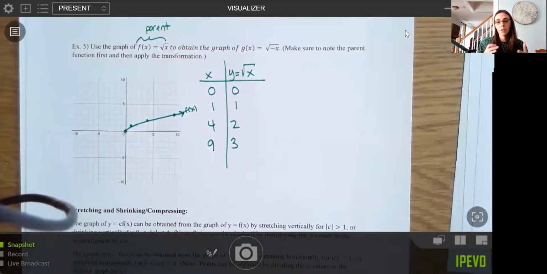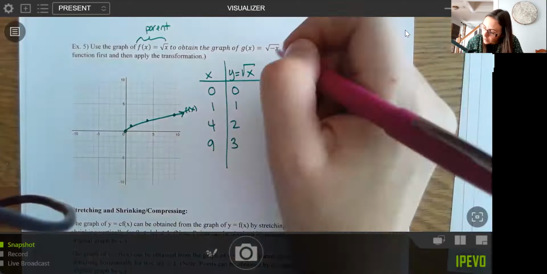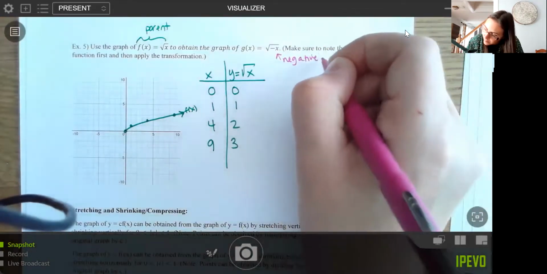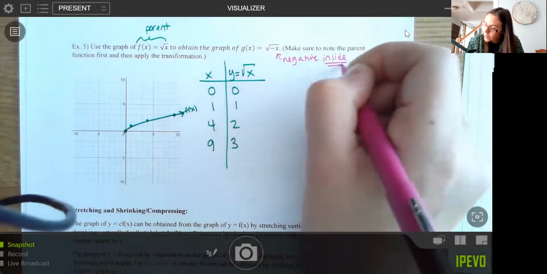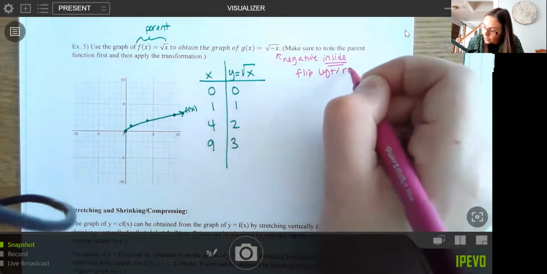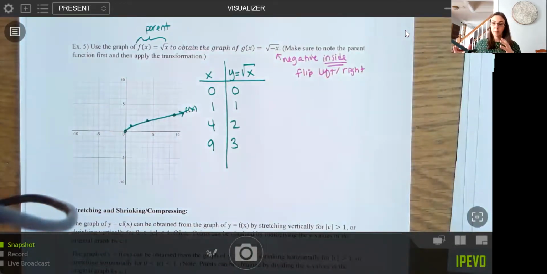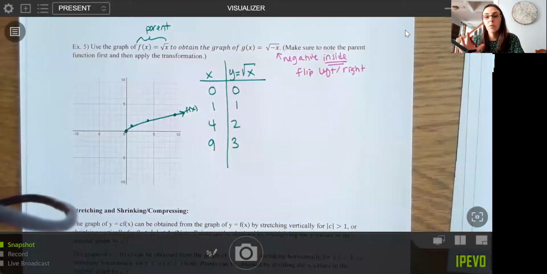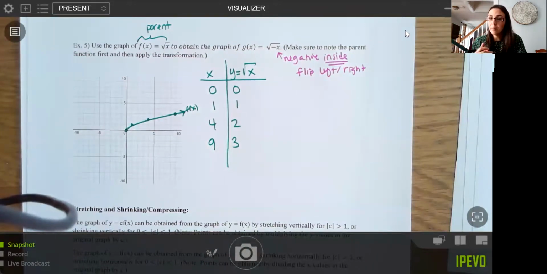And then now we think about the transformation. So notice here that that negative is inside. So you're going to end up flipping this in a left-right direction. So a horizontal flip. Here it's on the right, so it's going to flip left. You just do the opposite. And you want to do it with symmetry. So make sure it's a perfect flip.